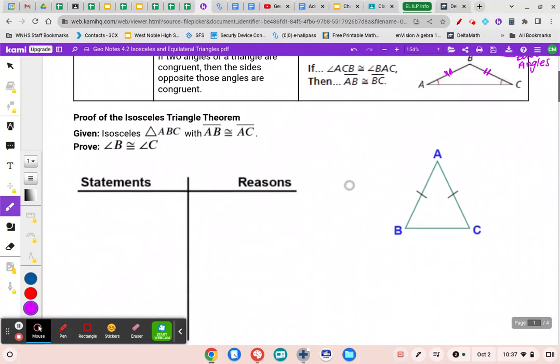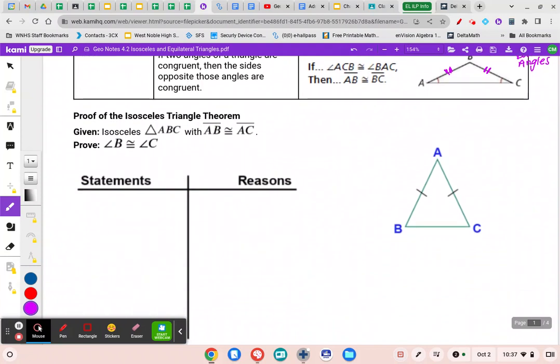So we're going to take a little T-chart and write a proof here for the isosceles triangle theorem. Recall that you cannot actually use the isosceles triangle theorem to prove this. We have to go in a roundabout way. So we have this isosceles triangle here, ABC. It has a segment, AB, congruent to AC. That means it's an isosceles triangle. We are going to prove that these two base angles are congruent. That is what we are trying to get to.